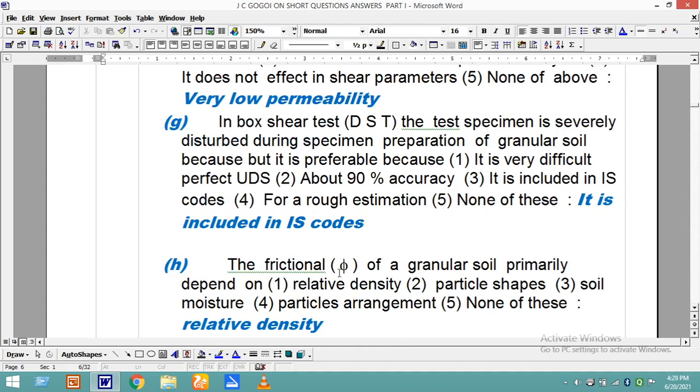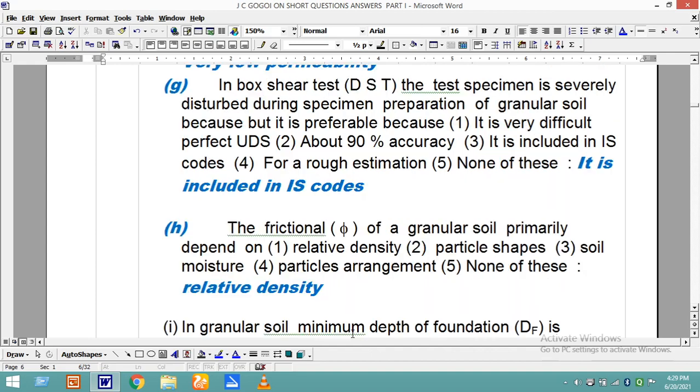The frictional angle phi of a granular soil primarily depends on relative density, particle shapes, soil moisture, particle arrangement, or none of these. The answer is relative density, because for estimation of relative density, particle arrangements, particle shapes and soil moisture are all related. Relative density is the resultant of all these factors. So the frictional angle primarily depends on relative density.